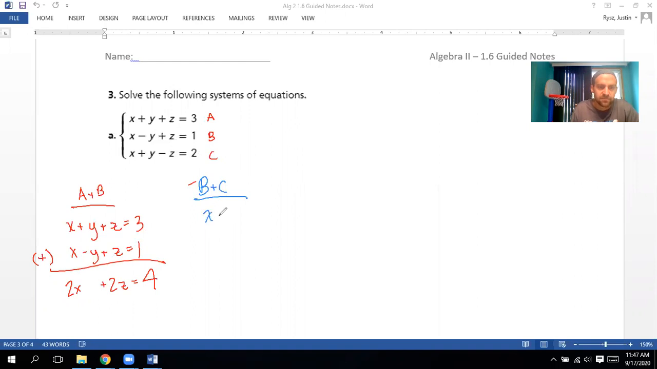So we get x minus y plus z equals 1, x plus y minus z equals 2. Our goal is to eliminate the y's. Well, x plus x is 2x. Negative y plus y goes away. z, whoa, what happens here? The z's cancel out here. And we just get 2x equals 3.